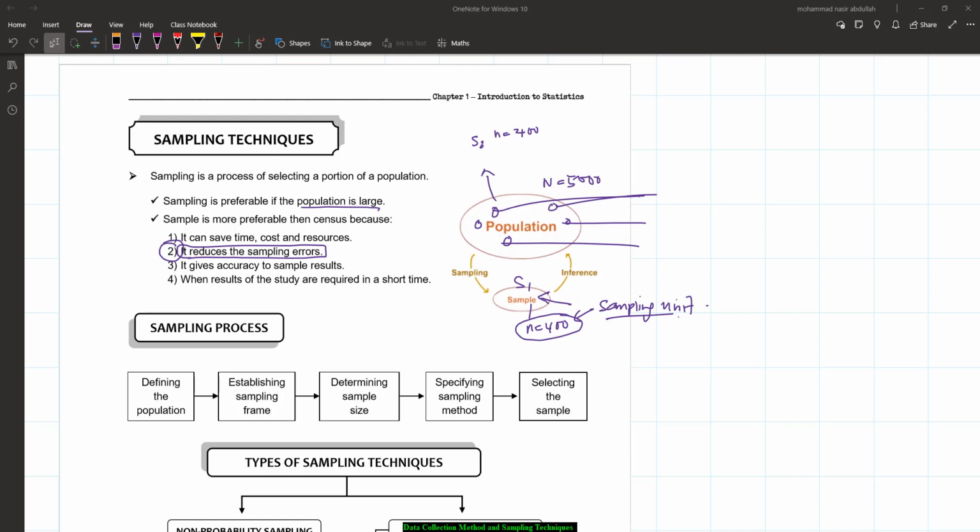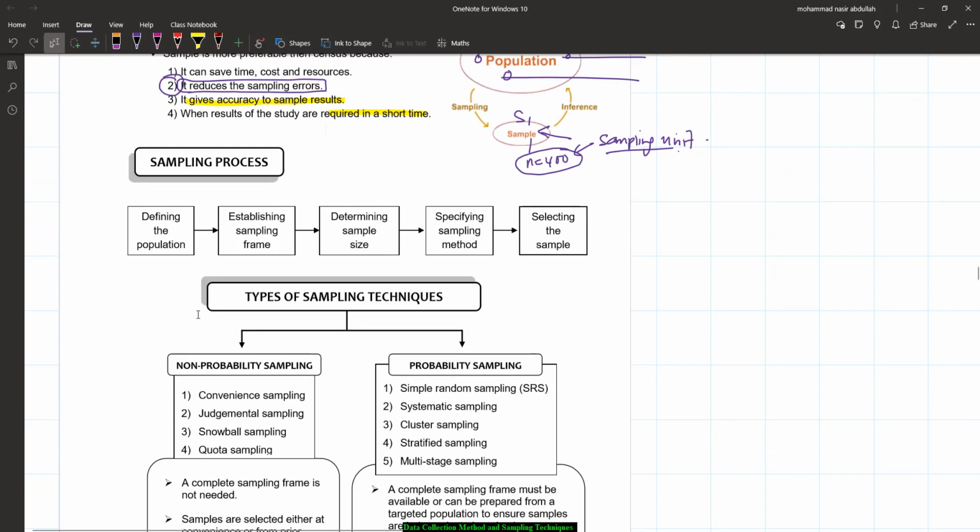So another reason why we need a sampling technique is because it gives accuracy to the sample result, right? And when results of the study are required in a short time, so that's why we need to do a sampling technique. Now let's look at the sampling process.